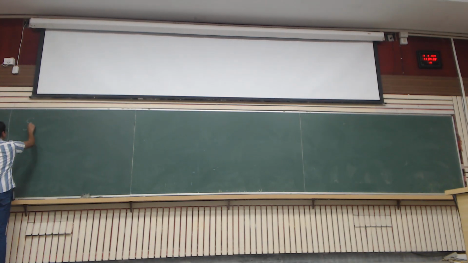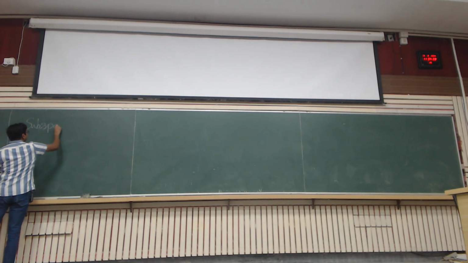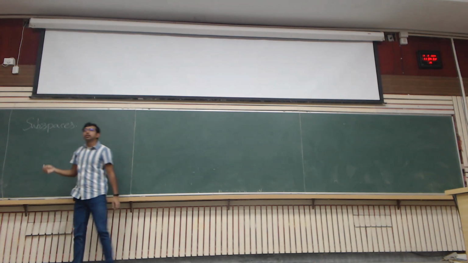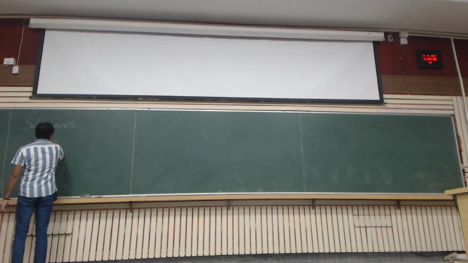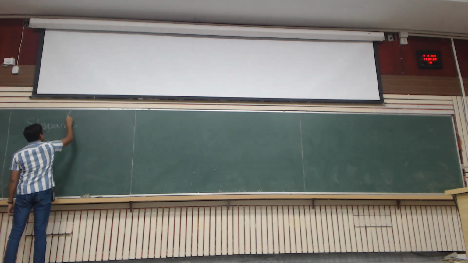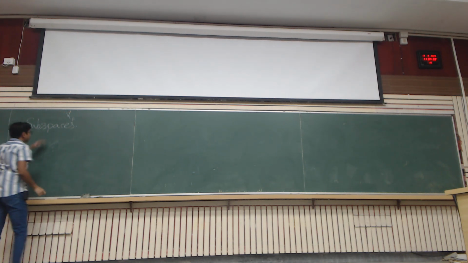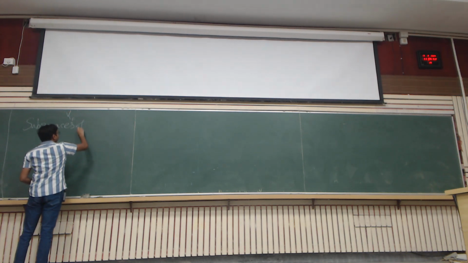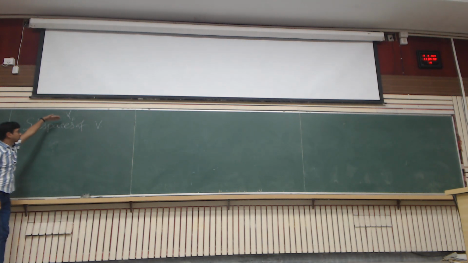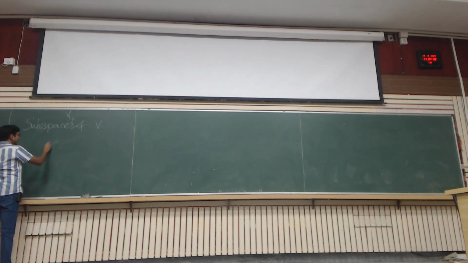Defined last time. So if you recall them, we are given a vector space V over some field F, and we are talking about subspaces of this vector space V over the same field F. That means you just have to check two conditions.